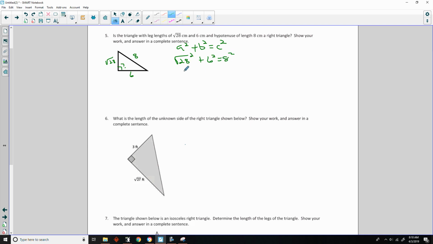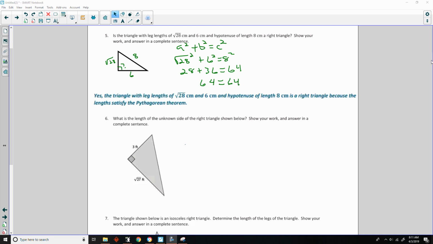The square root of 28 squared is 28. The square of 6 is 36. And 8 squared is 64. 28 plus 36: 8 plus 6 is 14, carry the 1, 2 plus 3 is 5, plus 1 is 6. 64 equals 64. And therefore, yes, the triangle with leg lengths of the square root of 28 centimeters and 6 centimeters and a hypotenuse of 8 centimeters is a right triangle because the lengths satisfy the Pythagorean theorem.